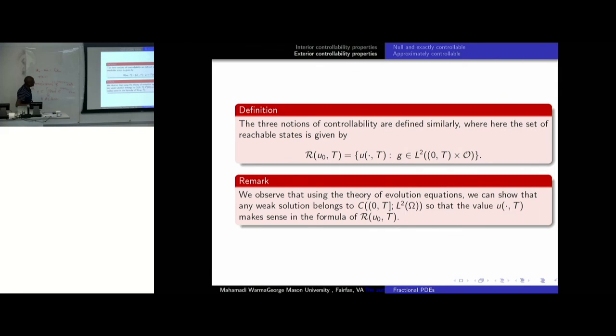But also here, the set of reachable states is given by U of t, G in L2. But notice that, using the theory of evolution equations, we do not have a problem at t. At 0, we do not have continuity of the solution, but at t, solutions are well defined, far from 0. That's why this set makes sense for G in L2 of 0,t times O. But we cannot take U of 0, because U is not continuous at 0, it's not well defined.